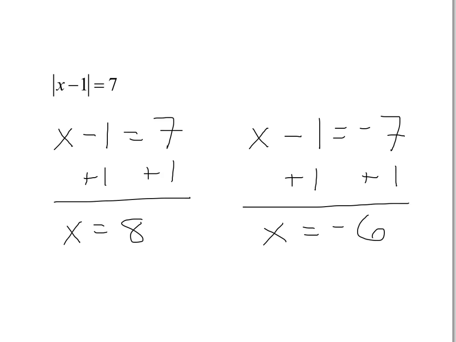Let's check both of these answers and put them back in and see if they work. If x is 8, 8 minus 1 is 7, and the absolute value of 7 is 7. The second answer, negative 6 minus 1 is negative 7. When I take the absolute value of negative 7, I get 7. So the way to solve an absolute value equation is you take what's inside the absolute value and you set it equal to the 7 or negative 7, the number and the negative of the number. You have to have two equations and then you'll get two answers.